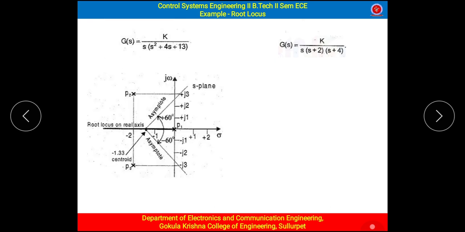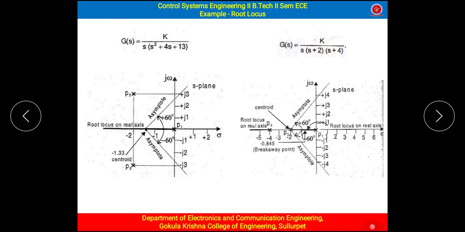So we have only 3 angles here. The first one is 60 degrees, the second one is 180, and the third one is minus 60. Okay, you just plot them. After plotting, we will have the directions of asymptotes. Similarly, in this case also, the centroid is at minus 2, and the first one is 60, the second one is 180, and the third one is minus 60.